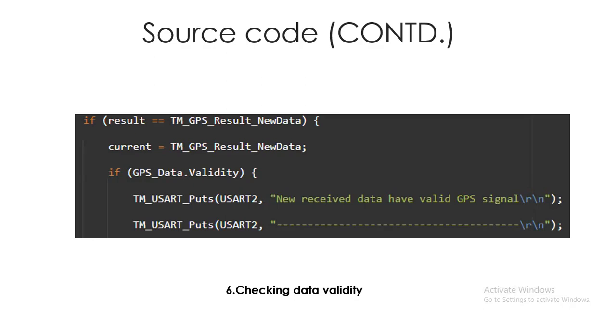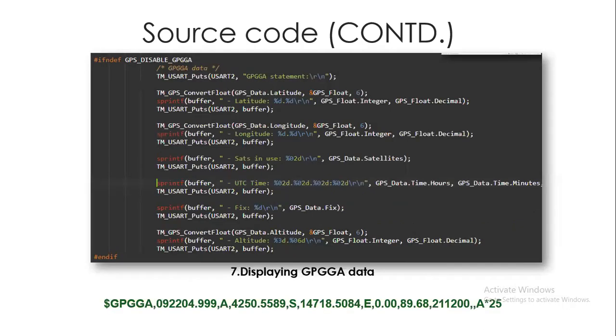If the data validity statement is true, then the virtual terminal will show that the newly received data has a valid GPS signal. Now, in the previous code segment, we checked the validity of the data. In this code segment, the received data will be displayed.